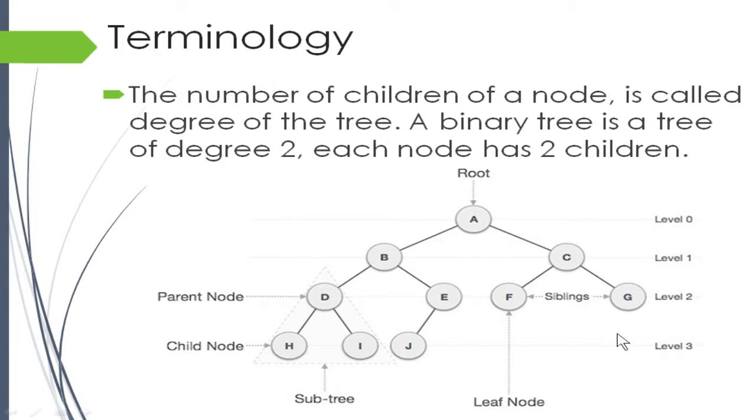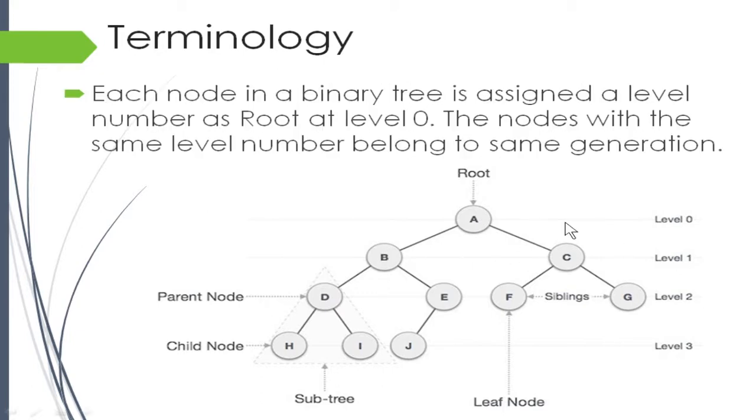Okay. The number of children of the node is called the degree of a tree. A binary tree is a tree of degree 2. Each node has 2 children, so a maximum of 2 children is allowed. For example, for A, you have degree 2, that is 2 children. And for D, you have H and I, 2 children. For E, you have only degree 1, that means only 1 child is there. So degree is 1 for E. They will ask about one node, and ask you what is the degree of the node. So you have to count the number of children and then answer the question.